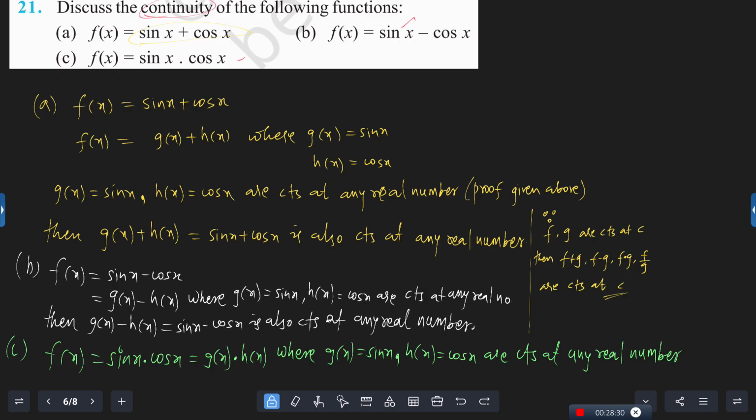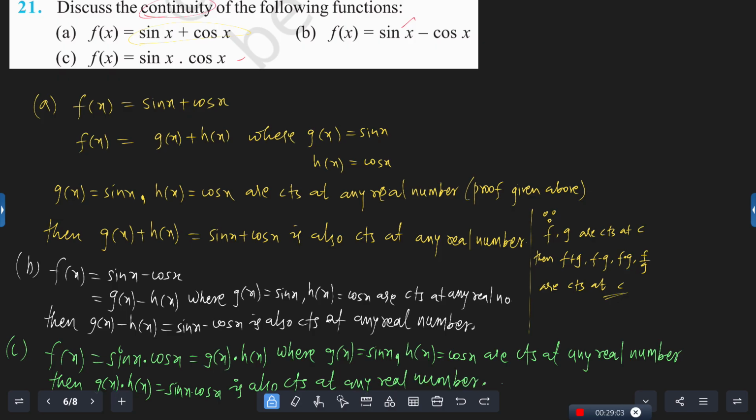Sir, the previous next 2 page proof, this is very important. That is what we are doing. Any real number, then g(x) into h(x) is equal to sin x into cos x. Sin x into cos x is also continuous at any real number.